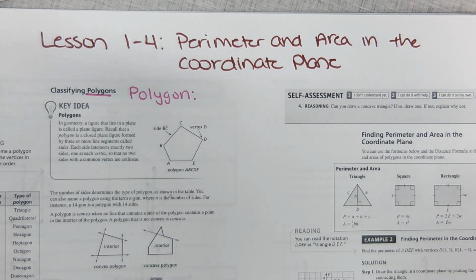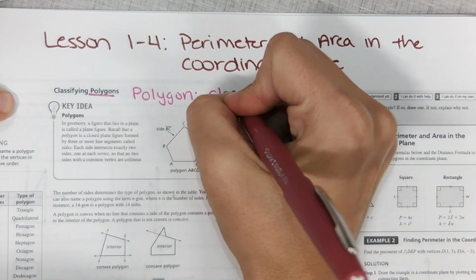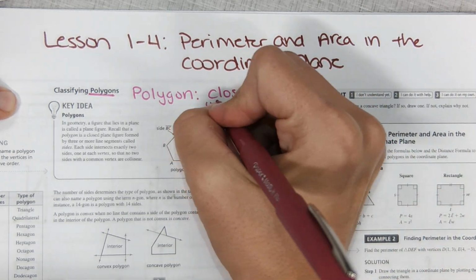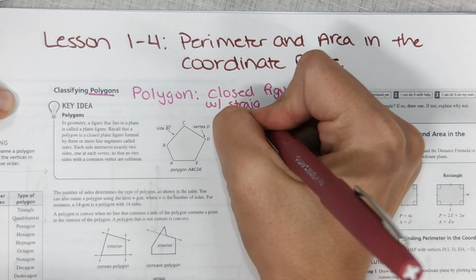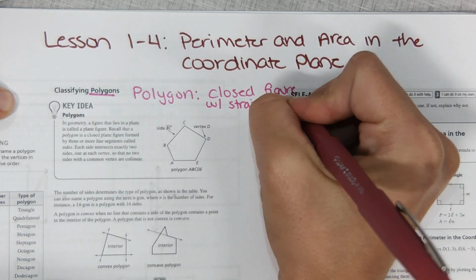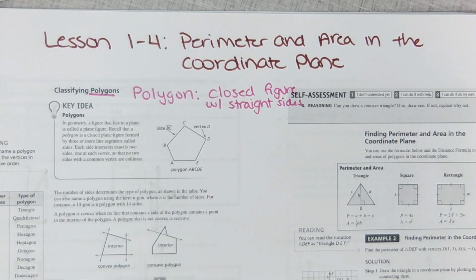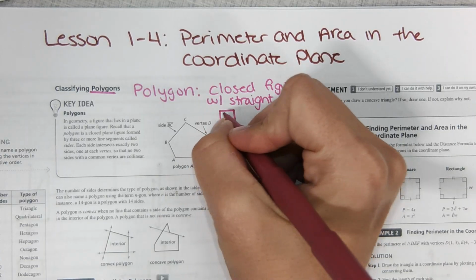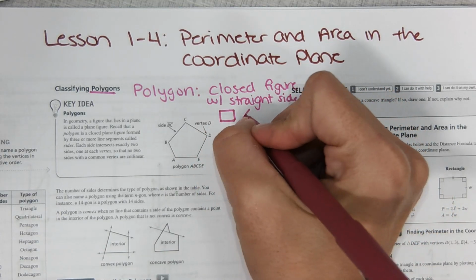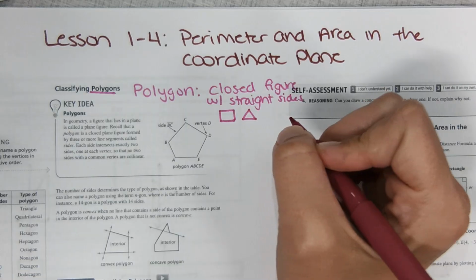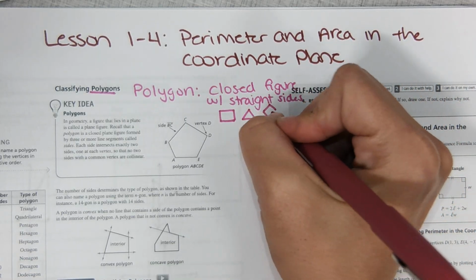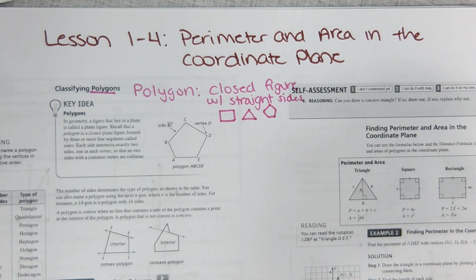The definition is it's a closed figure with straight sides. So that's the official definition in the most shorthanded way possible. Closed figure with straight sides. What does that mean? It would be like a square, closed figure, straight sides. Or like a triangle, closed, all the sides connect, closes off, and straight sides. Or maybe like a pentagon, closed figure, straight sides. That's a polygon.